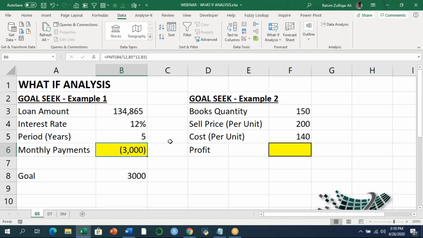Okay, so this was the first example of Goal Seek. In this situation, we know our goal, but we don't know how many guesses we have to make. That's why we use What-If Analysis Goal Seek.